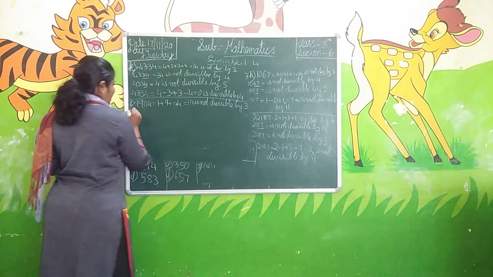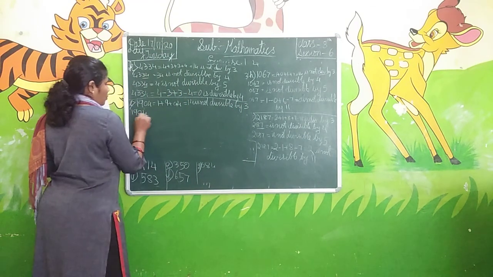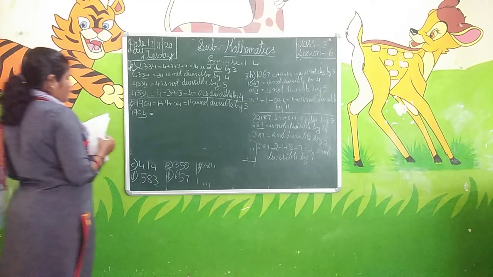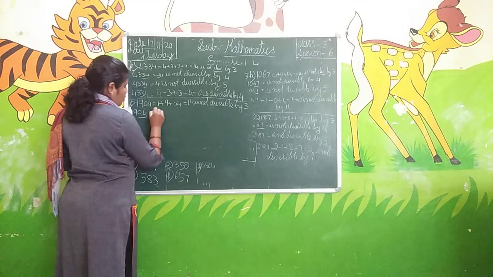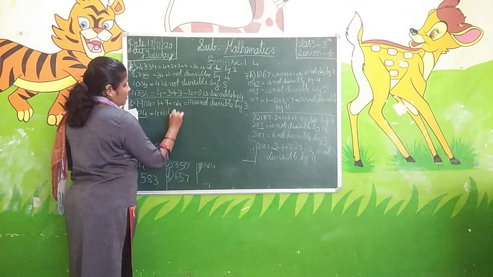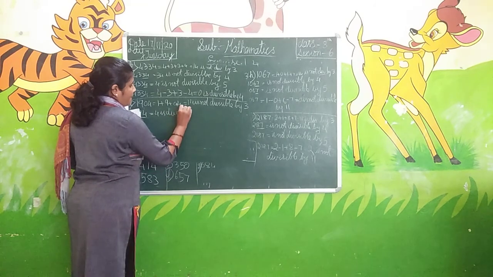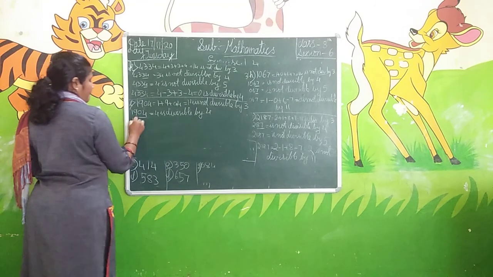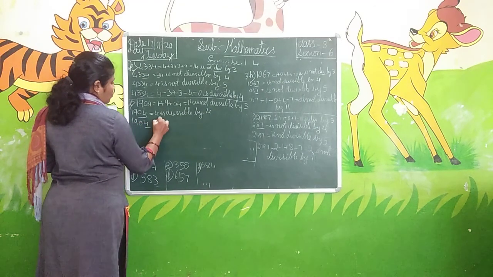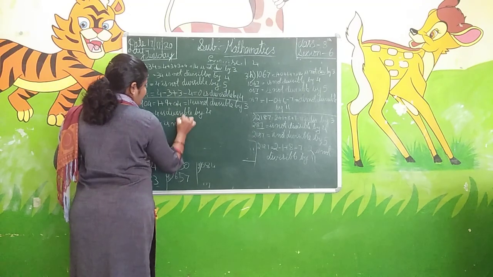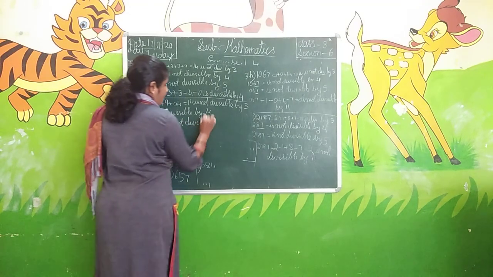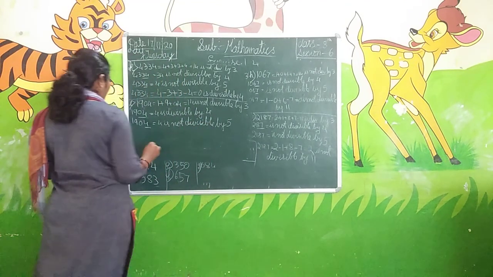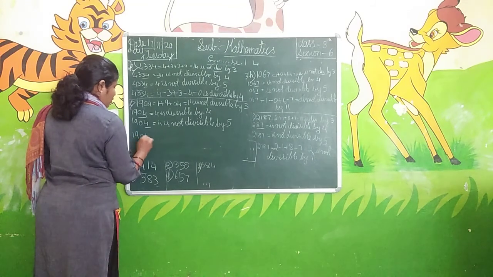And 04, the last two digits. 04 is divisible by 4 because it ends with 4, so 1904 is divisible by 4. The last digit 4 is not divisible by 5.